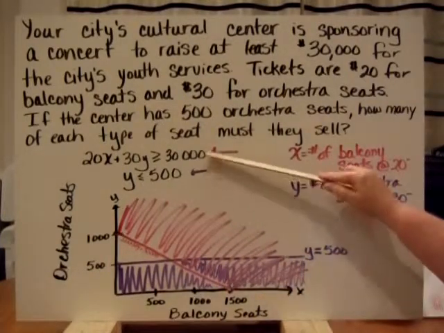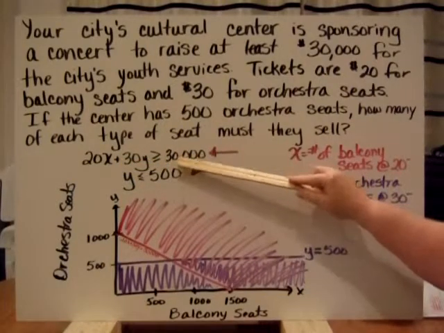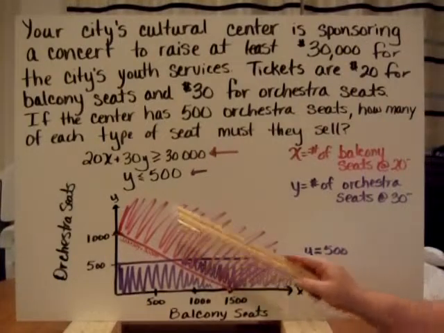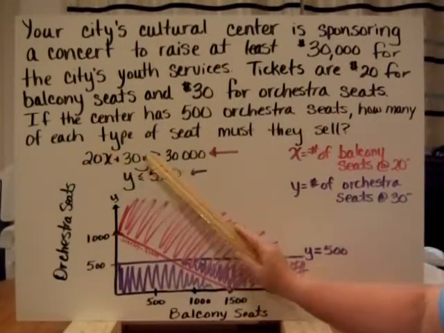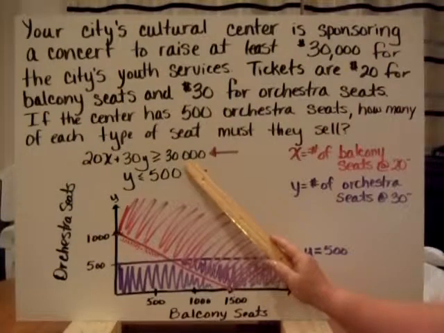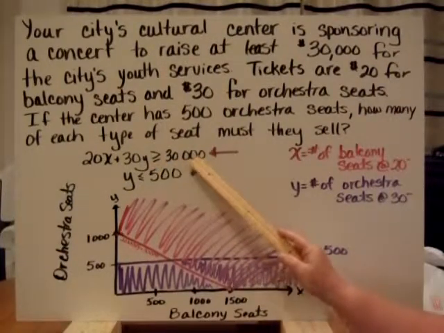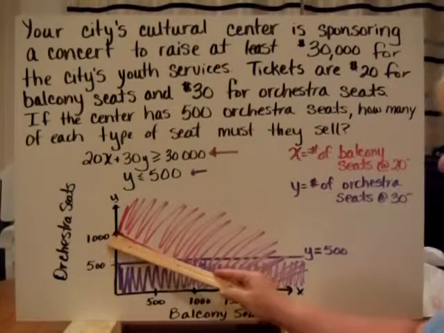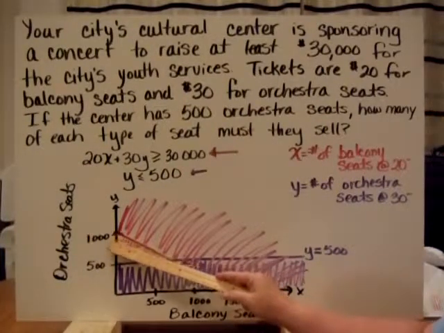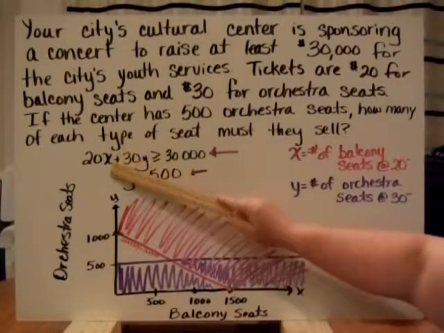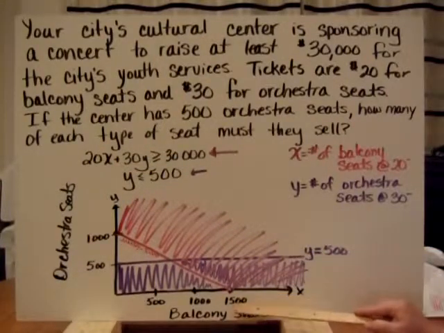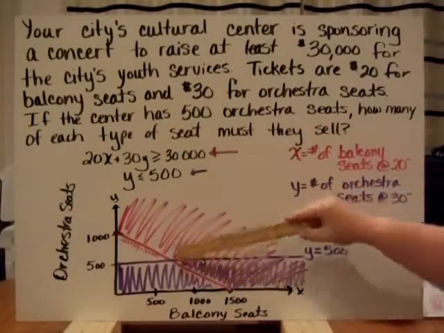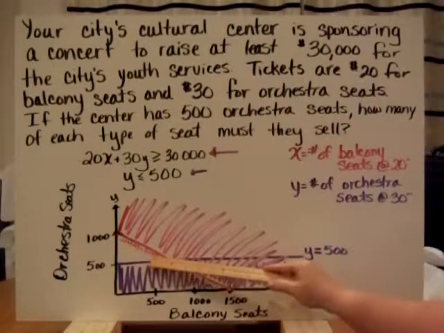And then we graph the line 20x plus 30y is greater than or equal to 30,000. And if we graph it with intercepts, we can cover up the 20x. 30y is greater than or equal to 30,000 would give us y is greater than or equal to 1,000. So we have our y-intercept of 1,000. We can cover this up and solve for x, and we have an x-intercept of 1,500. So using our two intercepts, we draw the line 20x plus 30y equals 30,000.